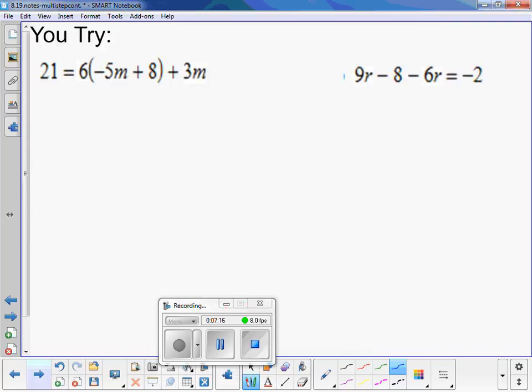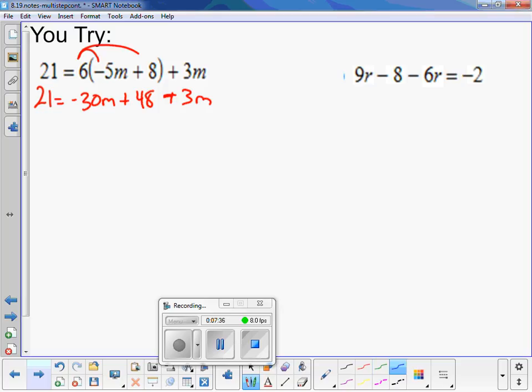Okay, we just went over that. All right, so now here's a couple you were supposed to try. So starting off, the left-hand side is as simple as it gets, but on the right-hand side I can distribute. 6 times negative 5m is negative 30m. 6 times 8 is positive 48. Bring down the plus 3m.